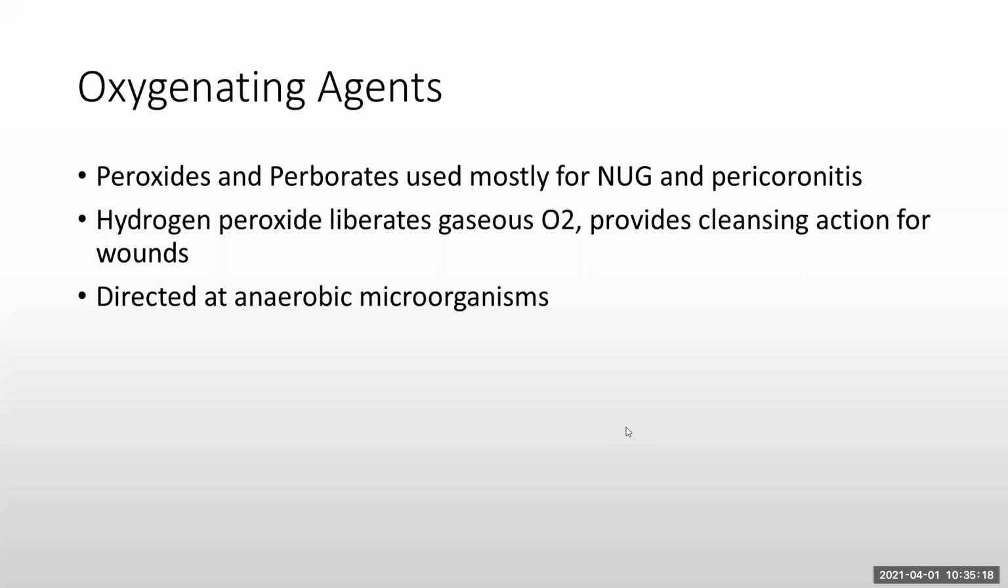You have oxygenating agents, peroxides and perborates, okay, used for the necrotizing periodontal diseases as well as pericoronitis. Hydrogen peroxide liberates gaseous oxygen. It provides a cleansing action for wounds. It bubbles, and it's directed at anaerobic microorganisms. So when we're trying to get things down to 8 millimeters that the patient can't reach, using an oxygenating agent can help carry that baking soda or carry that agent deeper.